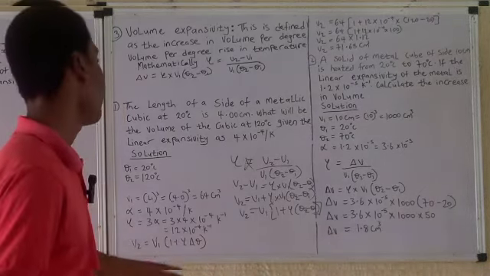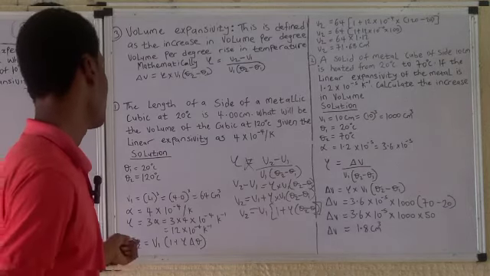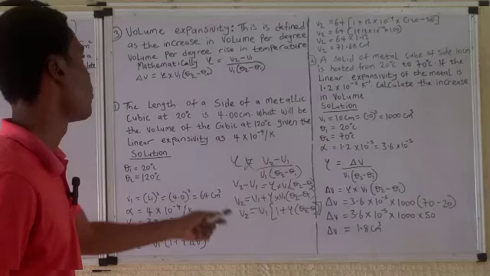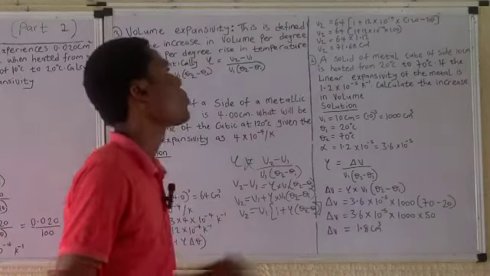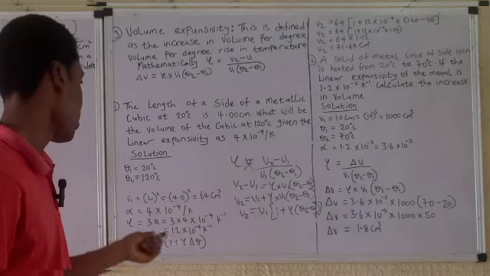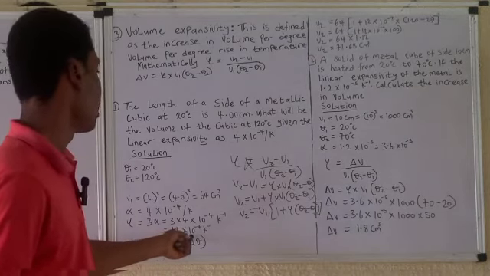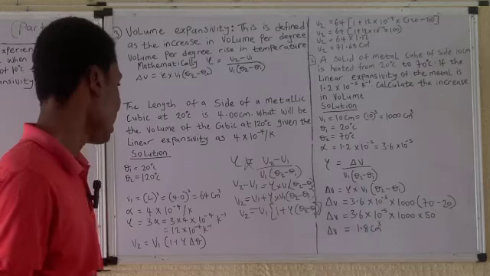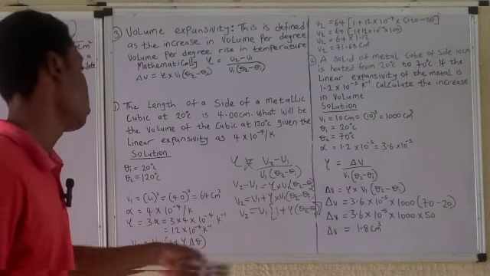So we use our parameters to solve. V2 is equal to what? V1. What's our V1? Our V1 is 64, which we have here. Then 1 plus our gamma. What's our gamma? Our gamma is 12 times 10 raised to power minus 4, which we have here, times our change in temperature.